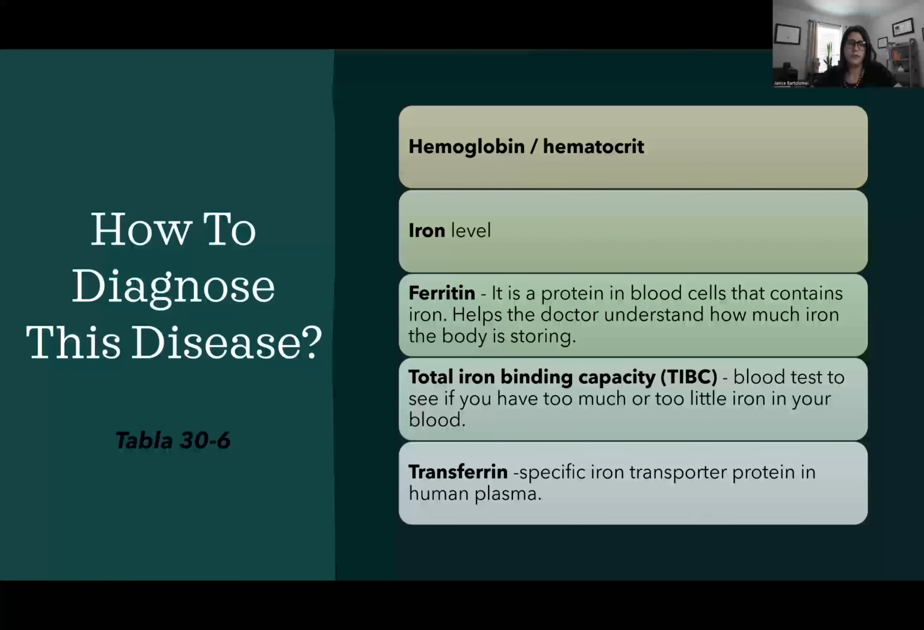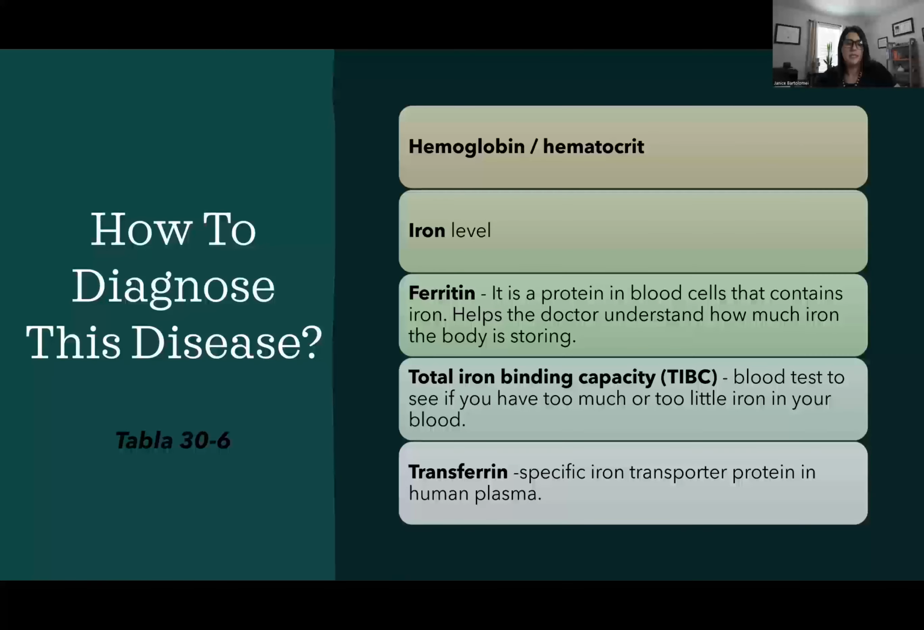How do we diagnose iron deficiency anemia? Yes, you're going to have a CBC that is going to tell you your red blood cells. You're going to have your hemoglobin and hematocrit. But the key to differentiate iron anemia is your iron levels. Also, there are these three tests that we do: ferritin, TIBC, and transferrin.